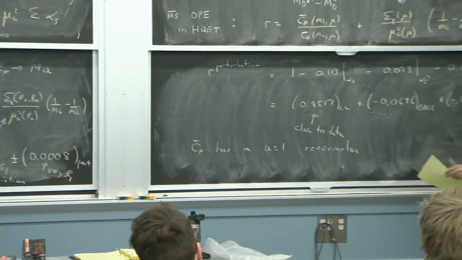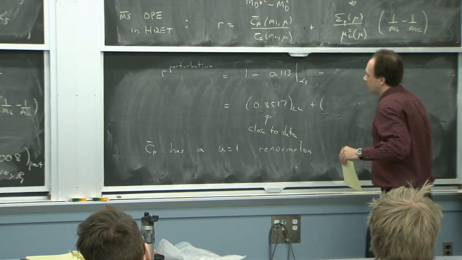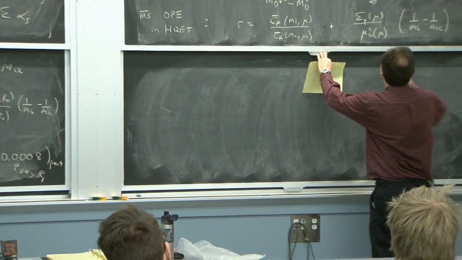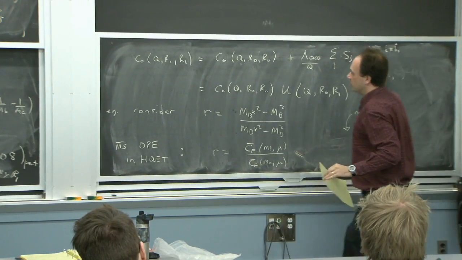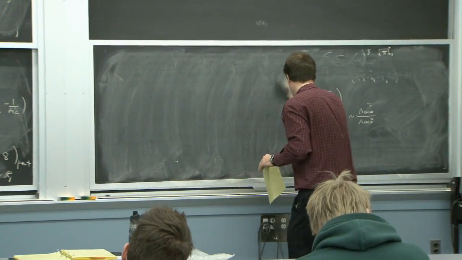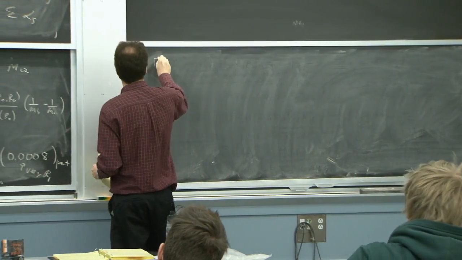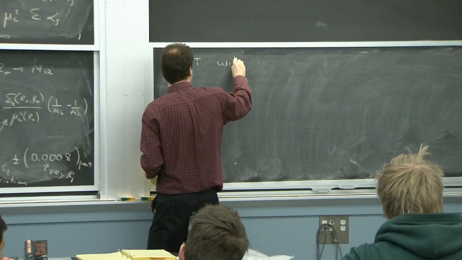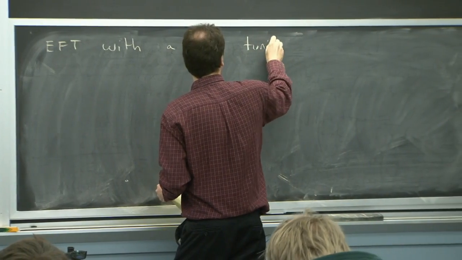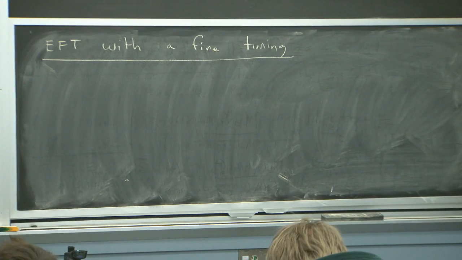All right. So that's actually it for HQET. Before we get to SCET, which is coming up after spring break, we're going to talk about one more topic, which I'll just basically introduce, and then we'll stop and continue on Thursday. There's going to be one more example of an effective field theory. This is going to be an example of an effective field theory with what looks like a problem. It's got a fine tuning.